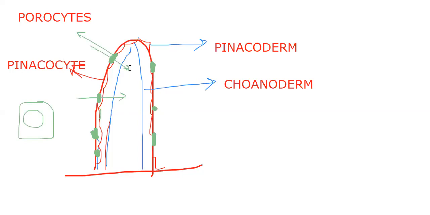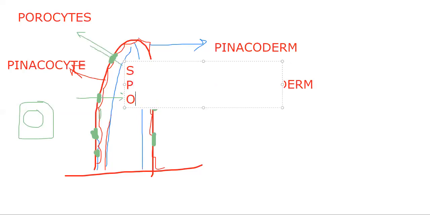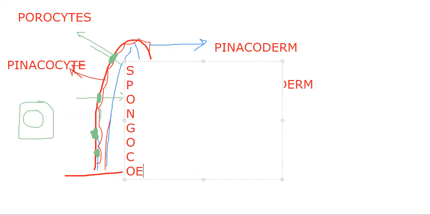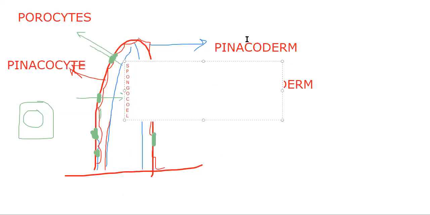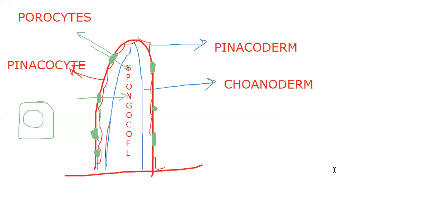The body cavity here is called spongiocele. Here it is, the body cavity. To understand much better, I am making the labeling vertically. Let me decrease the size a little bit. Yeah, exactly fit inside. Spongiocele. The body cavity of sponge, we say spongiocele, where porocytes are going to open. The opening of the porocyte is considered as ostia.